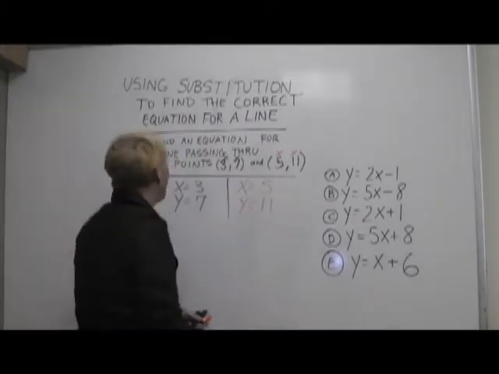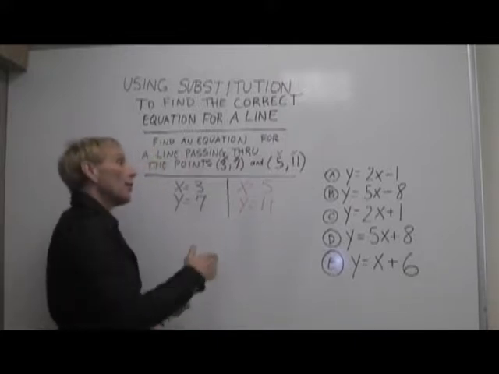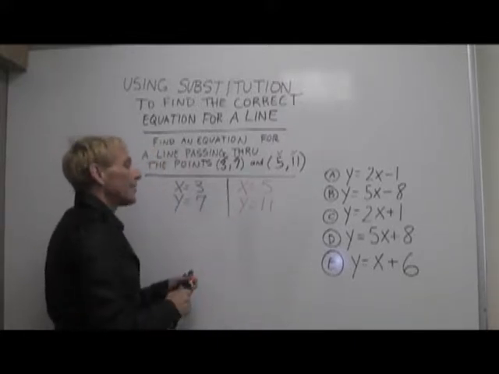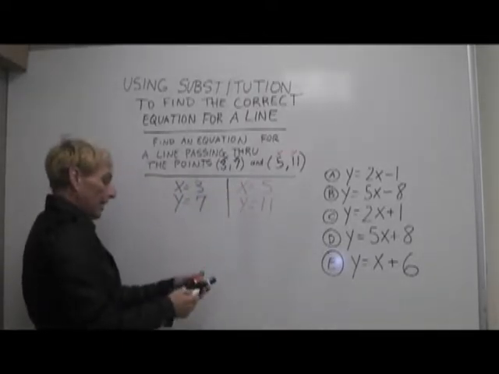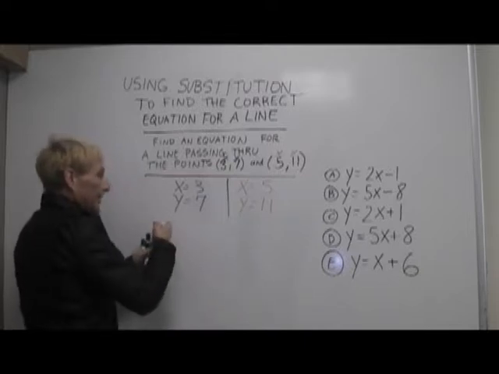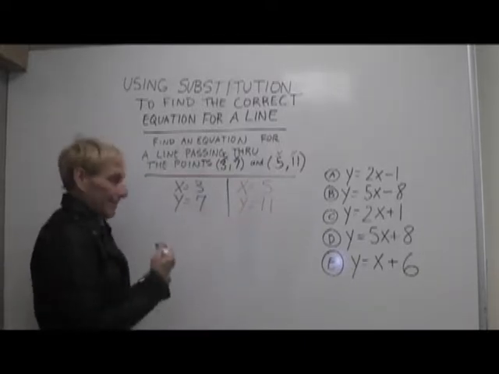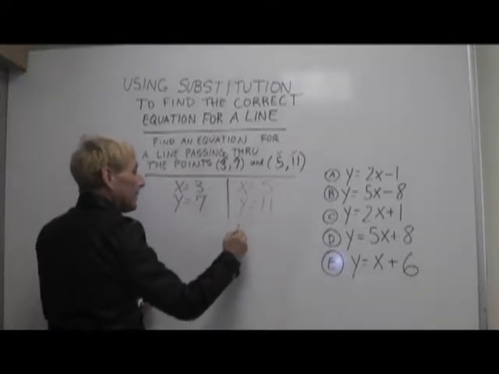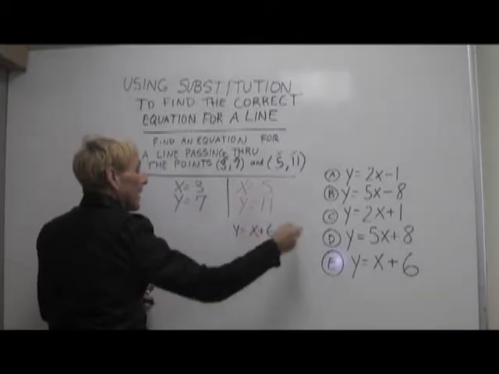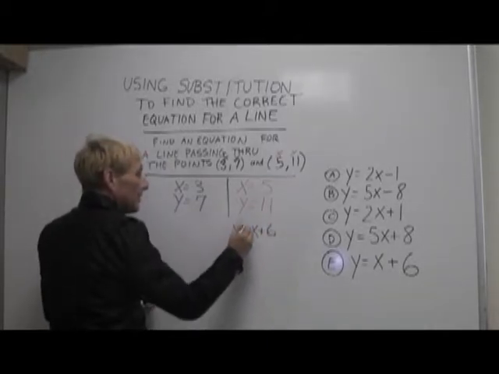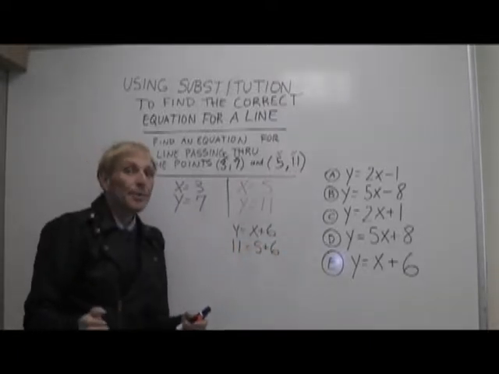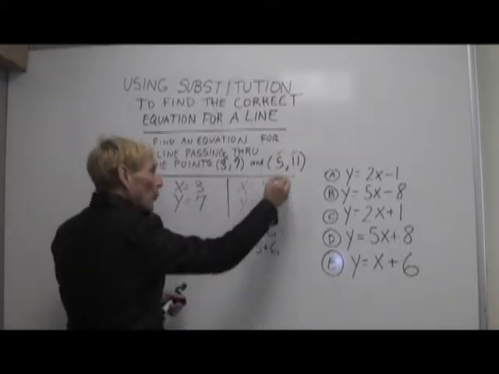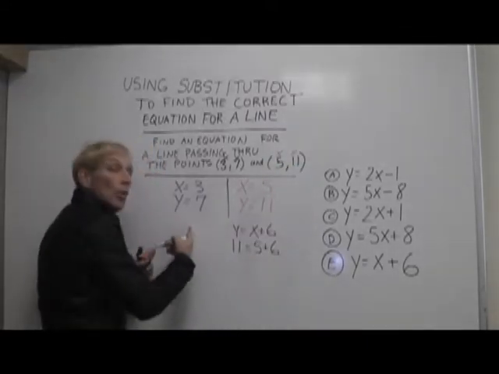Now remember, keep this in mind. The correct answer must work for both points. So I'm going to try letter E first. Let me try that one on the bottom. I'll try the second set because I want to show you that y equals x plus 6 using that equation. 11, which is y, equals 5 plus 6. Is that true? Yes. So it did work for this point, but it has to work for both to be our right equation.